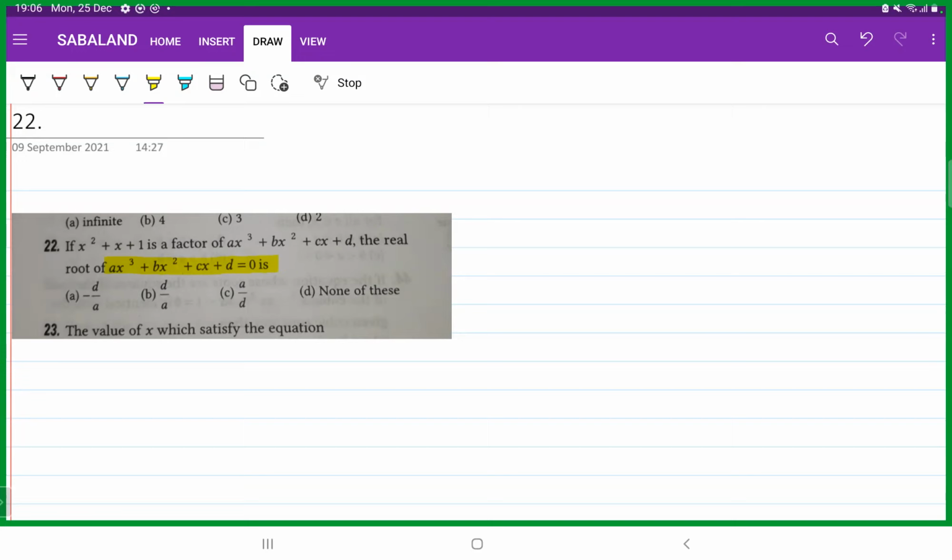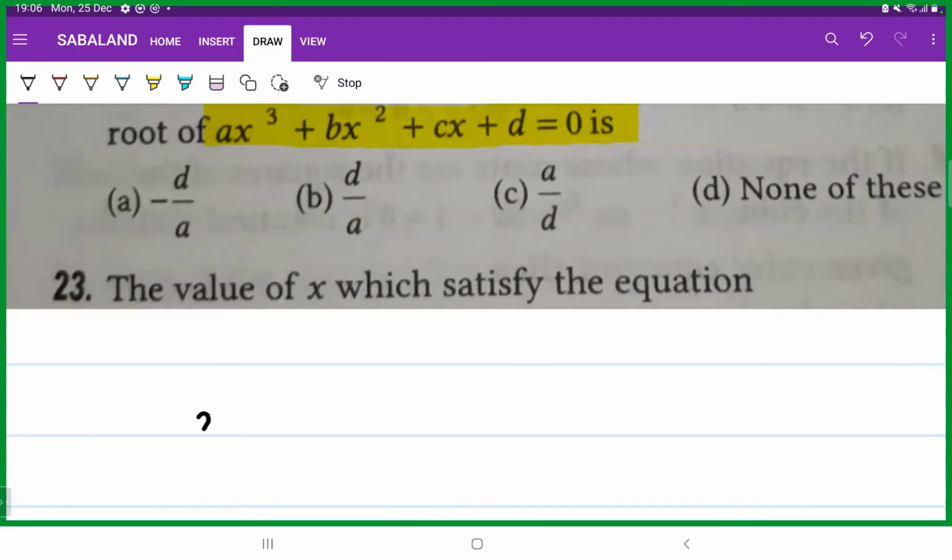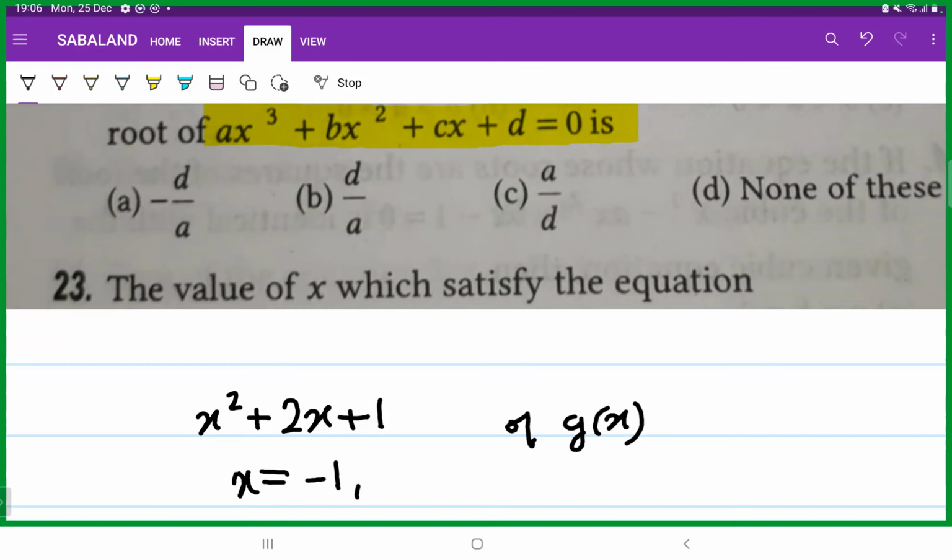Now, when we have got a quadratic equation which is a factor of a cubic equation, we know that the factors of this quadratic equation will also be the factors of this cubic equation, right? Like, for example, if x square plus 2x plus 1 is a factor of, say, g(x), then x equal to minus 1, minus 1 will also be a root of g(x), right? So we will be using this particular principle for this particular question.